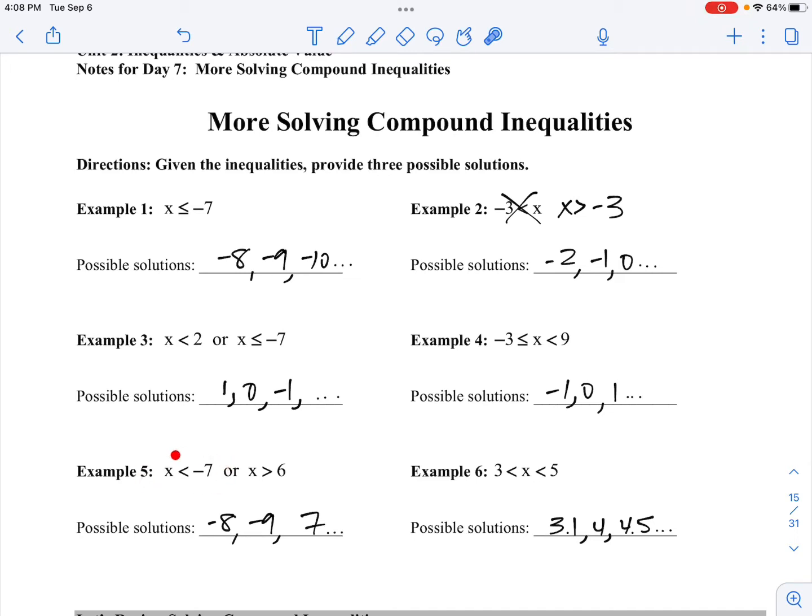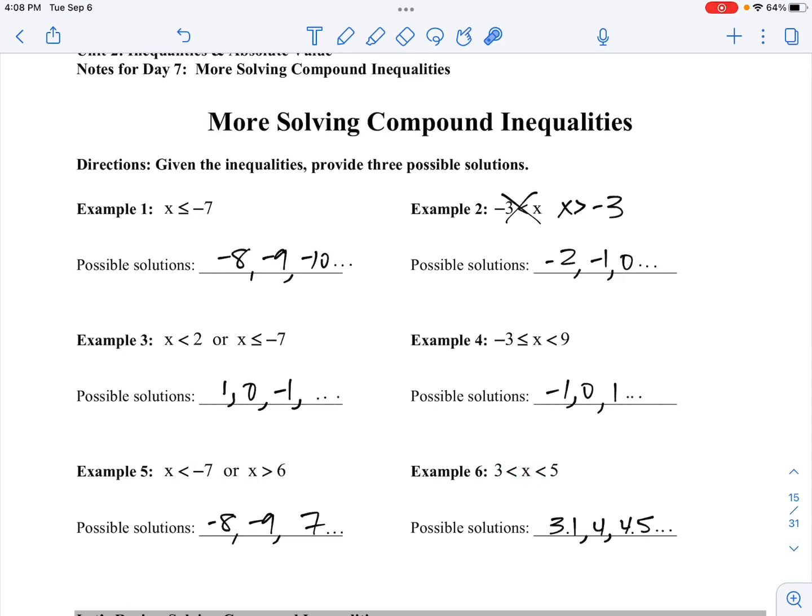Less than -7 would be -8, -9, -10, -11, -12, etc. X greater than 6 would be 7, 8, 9, 10, etc. This one's a little bit tricky. Be careful because we're not including 3 or 5, so it strictly has to be in between those numbers.